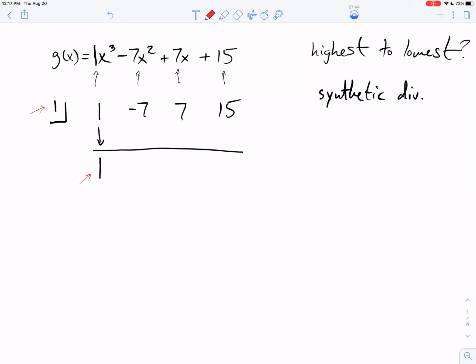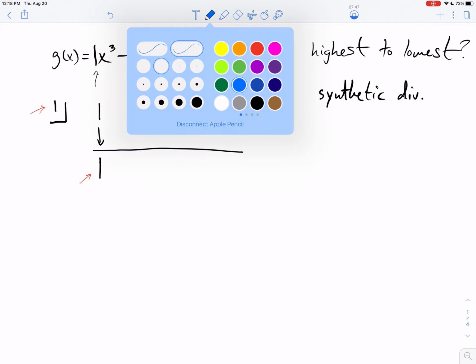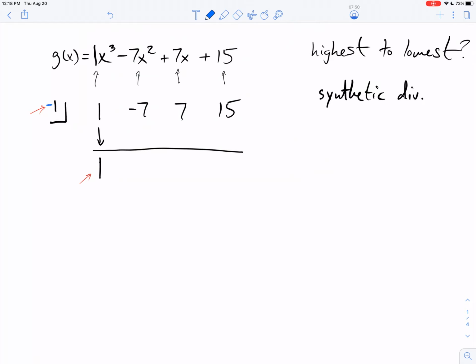Now, I'm going to go to a different colored pen just to keep this. So I'm going to make this a -1 this time. -1. Did I still bring down the first number like here? Sure I did. So I'm going to go -1 times 1, that's -1. Add down. -7 plus -1 is -8. All I'm doing is combining. -1 times -8 is 8. Add down, I get 15. -1 times 15 is -15. Add down. There it is. I got 0. That's what I was after.